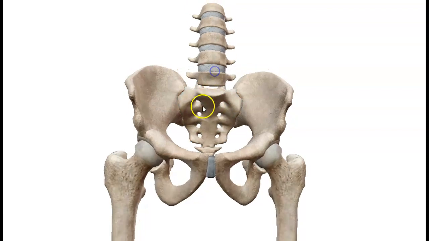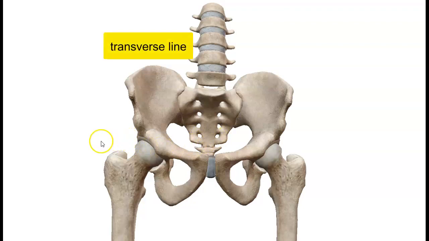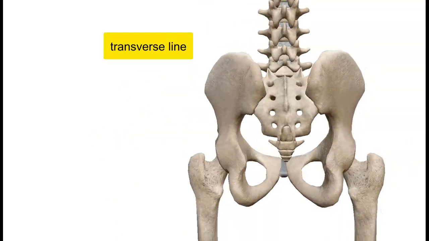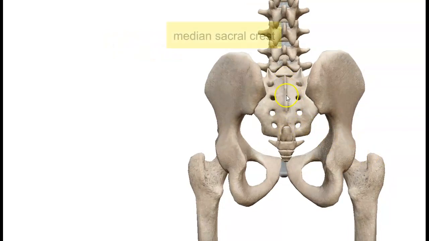Lines that connect the foramen, between each foramen, are not so prominent here. There's supposed to be lines between each one of these holes. That is called the transverse lines. Now if you rotate this image to the back side, there's a crest right down the middle. This is called the median sacral crest.